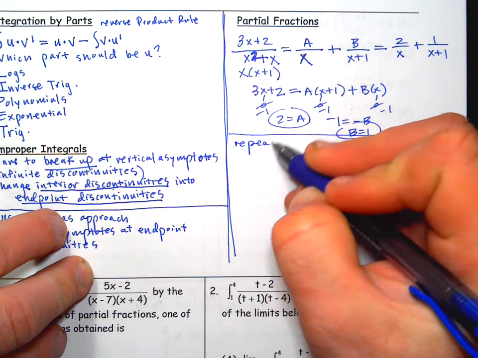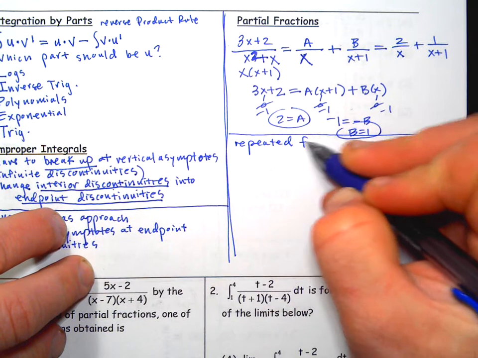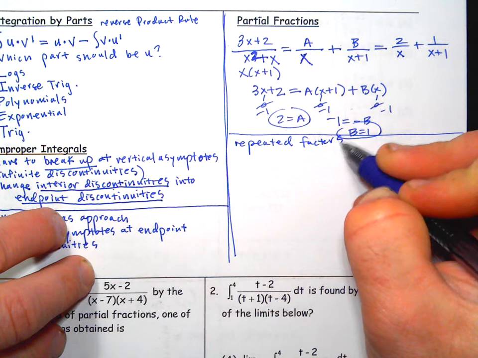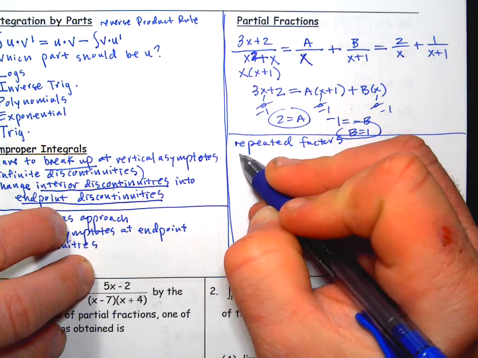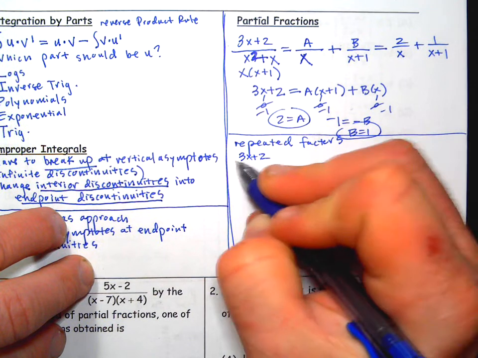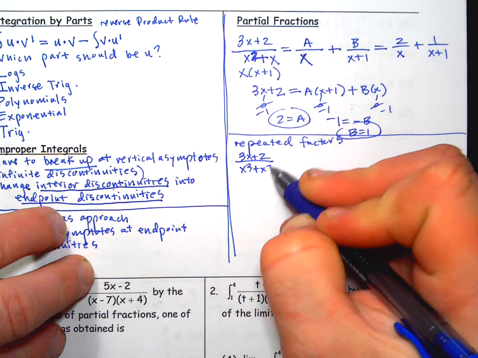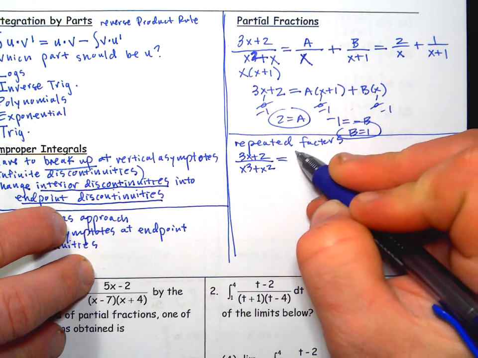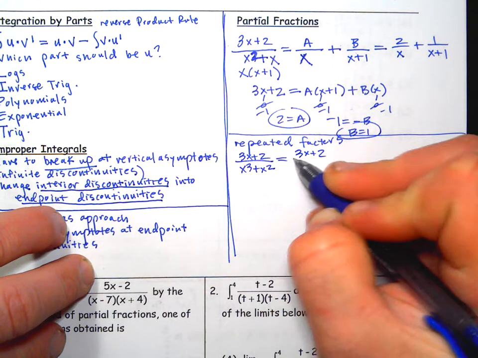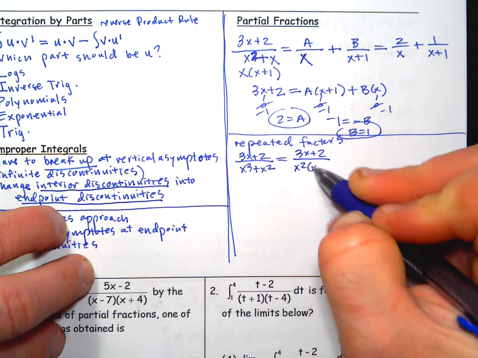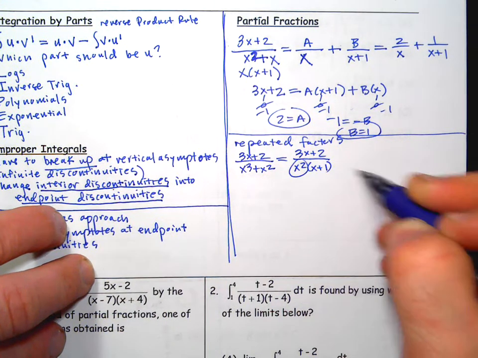There's one where you have repeated factors. So I'll give you an example of that. 3x plus 2 over x cubed plus x squared. If we factored it, it'd be 3x plus 2 over x squared times x plus 1. And this is a repeated factor.